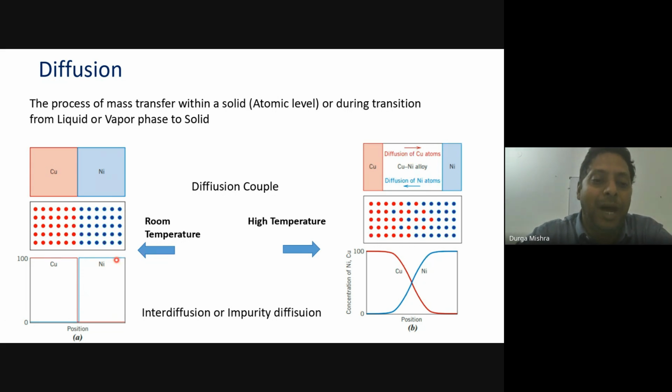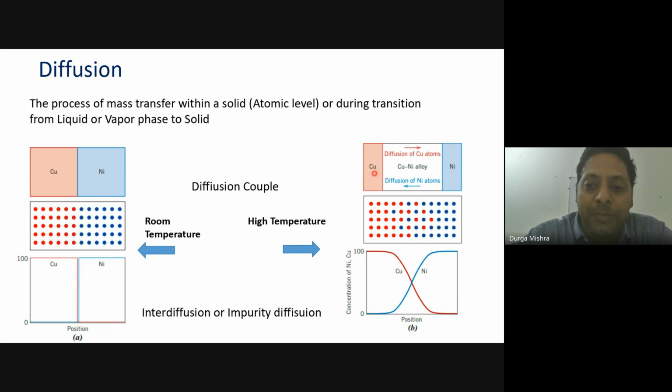And this is the situation when you put these two, copper and nickel, together. So that is at room temperature. Now, if you go to a high temperature, both materials at a high temperature, about 1000 degrees Celsius, let's say. Okay. If you do that, what you will observe is that these copper atoms will diffuse into nickel. Okay, and nickel atoms will diffuse or move to the left.